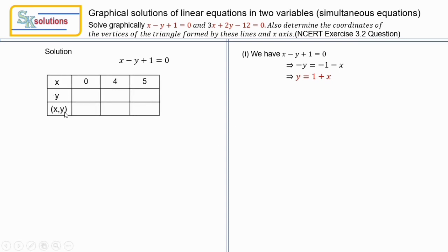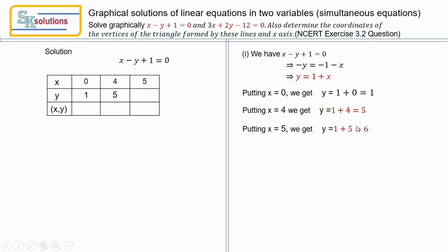Let us fill the table here for the values of x as 0, 4 and 5. Putting x is equal to 0, we get y is equal to 1. Putting x is equal to 4, we get y is equal to 5. Putting x is equal to 5, we get y is equal to 6. The coordinates are 0, 1, 4, 5 and 5, 6.